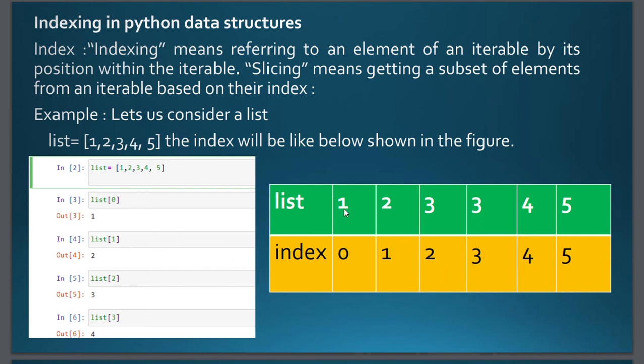0 is the starting position, and then 1, 2, 3, 4, 5; the indexing starts like this. Whether the list contains values a b c d or x y z, text or whatever it may be, the index would be like this: 0, 1, 2, 3, 4. Similarly, this indexing is followed in lists, tuples, sets, dictionaries, and arrays also.